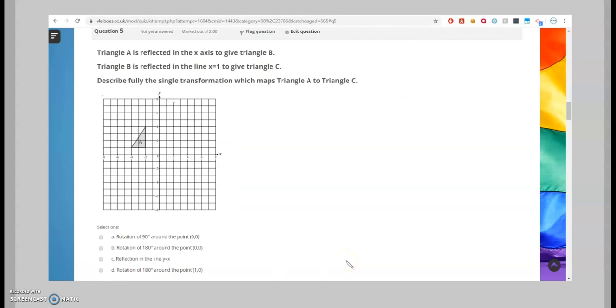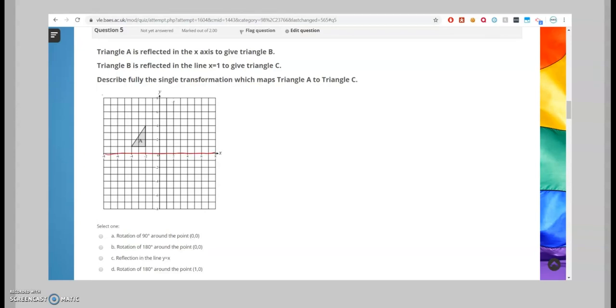In this question, we've got triangle A is reflected in the x-axis to give triangle B. So we'll show that, we'll action it. So there is the x-axis. So it's being reflected on this. So we'll have, there is a gap of 1 square, so I'm going to give 1, and same on the other side. And this is 3 squares high. Join them two together, ideally with the ruler. So this would be triangle B.